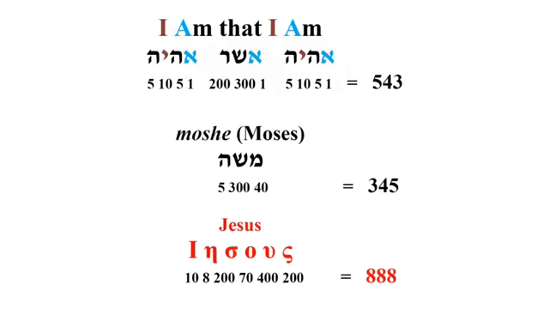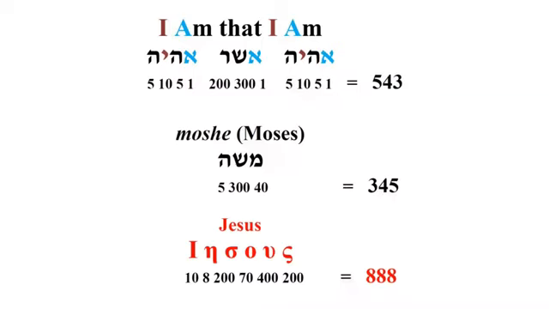When Moses goes up to the burning bush and says, what is your name? God says, I am that I am. In Hebrew, Ehyeh Asher Ehyeh. If you put the gematria values into that, Ehyeh is Aleph, Hey, Yud, Hey.